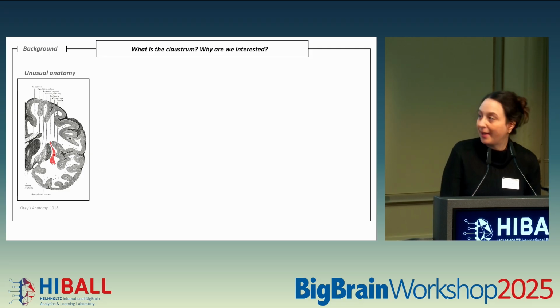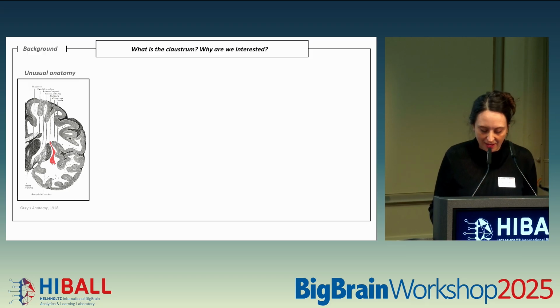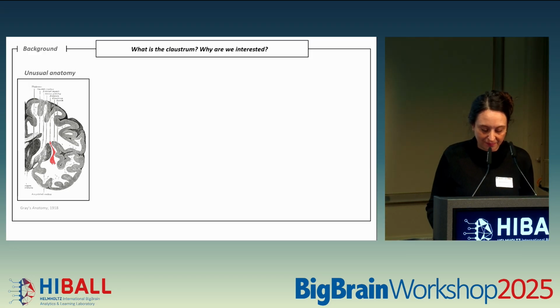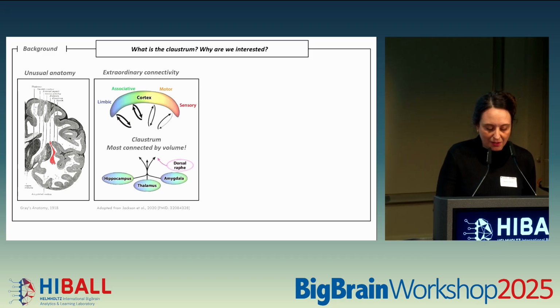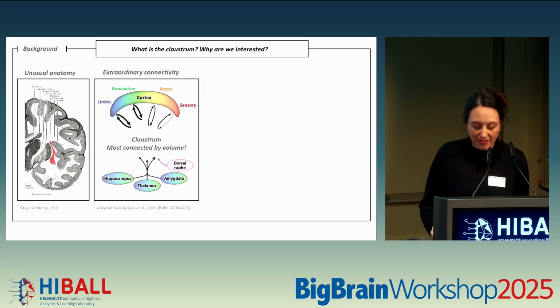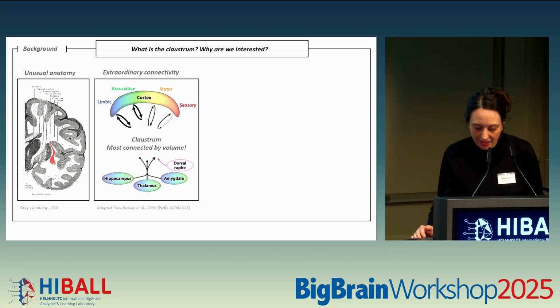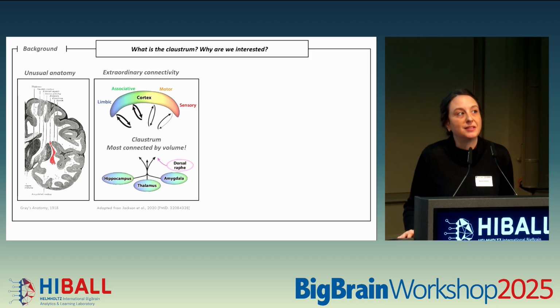And in this ventral section that I hope is big enough to see on this large screen, you can see that the claustrum extends into the temporal lobe, where it breaks into these fragmented puddles, or sometimes referred to as fingers. But perhaps the most unusual feature of the claustrum is its remarkable connectivity. It's thought actually to be the most connected structure in the human brain by volume.